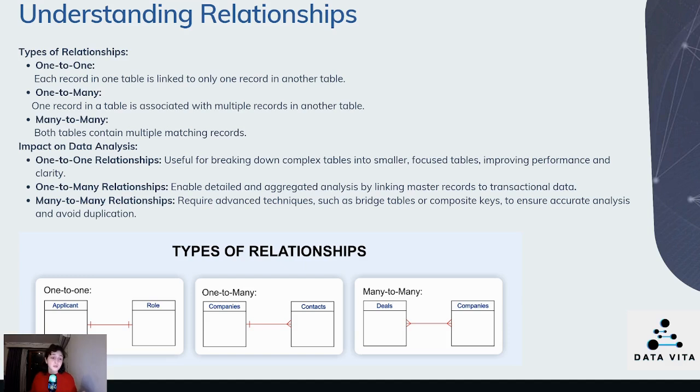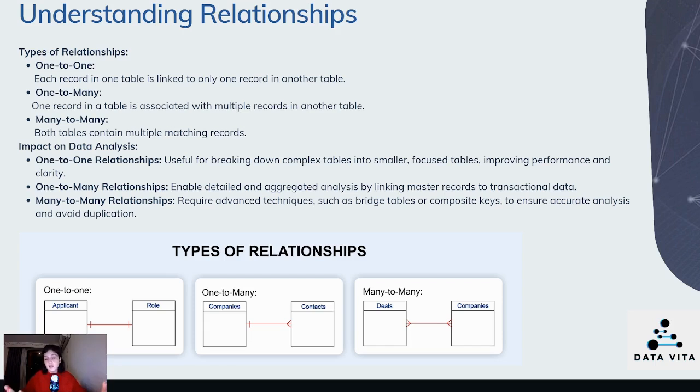Let's talk about the impacts on data analysis of these relationships. One-to-one relationships are useful for breaking down complex tables into smaller ones, focusing on tables, and improving performance and clarity. One-to-many relationships enable detailed and aggregated analysis by linking master records to transactional data. And many-to-many relationships require advanced techniques, as I said, they are less frequently used, such as bridge tables or composite keys to ensure accurate analysis and avoid duplication.